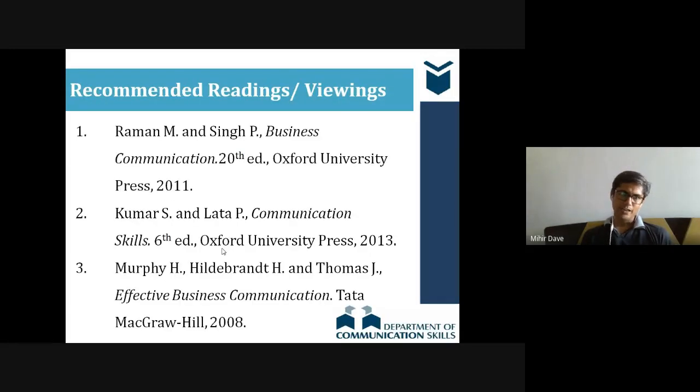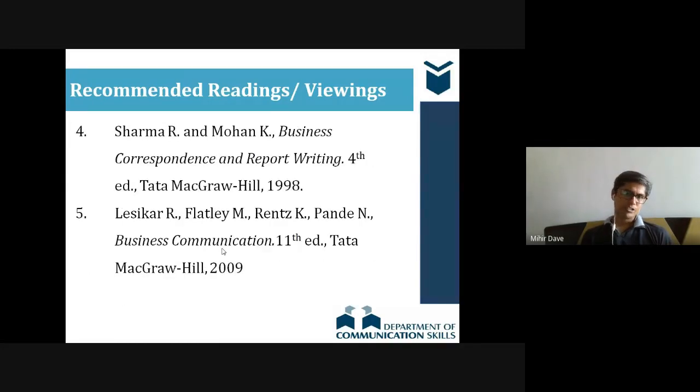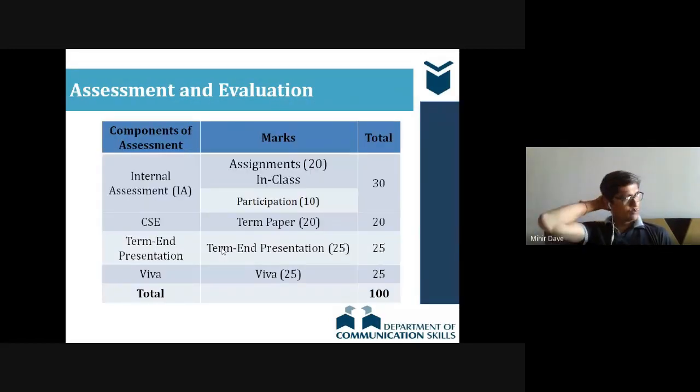These are some of the recommended readings. Some of them are online resources, some of them are offline resources. So these books are recommended for you while studying the syllabus, and it will help you. So that's one. Then the interesting thing would be the evaluation scheme.